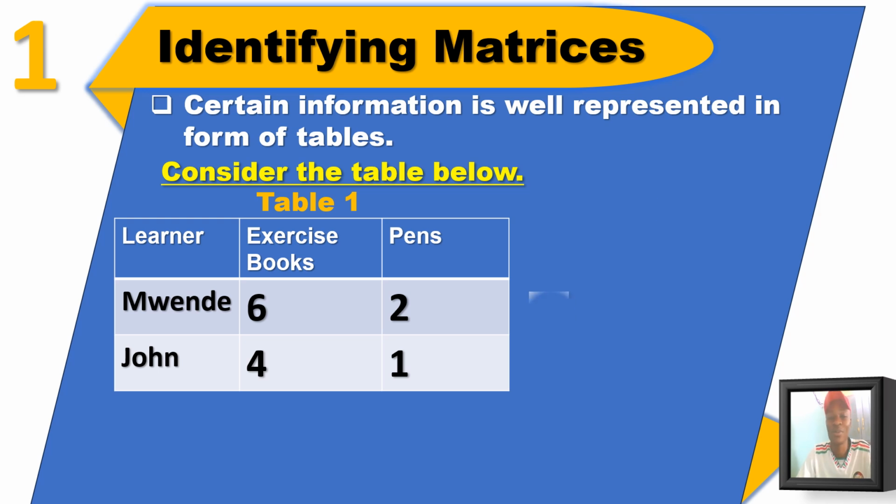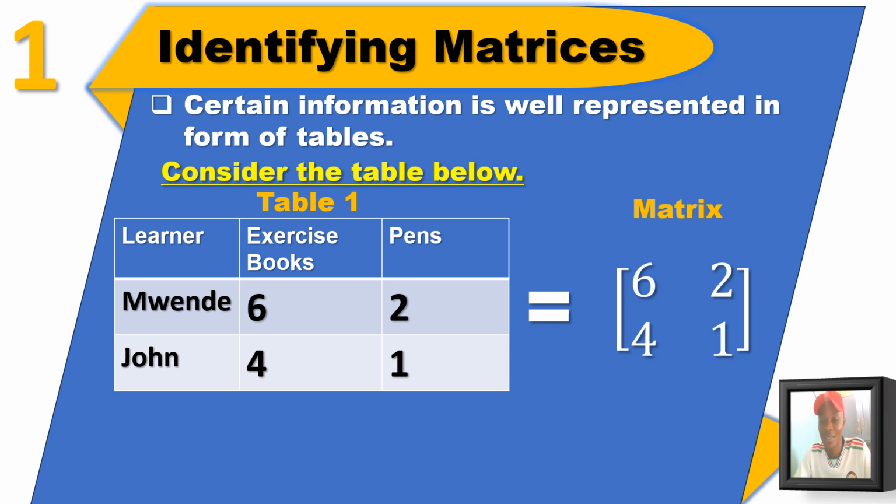There you go, the table and the matrix. Look at that. There is the matrix, as simple as that. Now you will realize that we have ignored the column names: learner, exercise book, pens have been ignored, and the row names have also been ignored. So in this matrix we don't use the headers. Why? Because we have understood our information from the table.